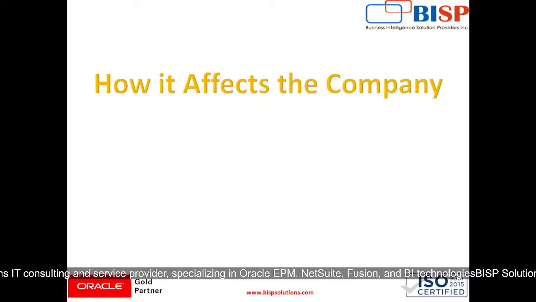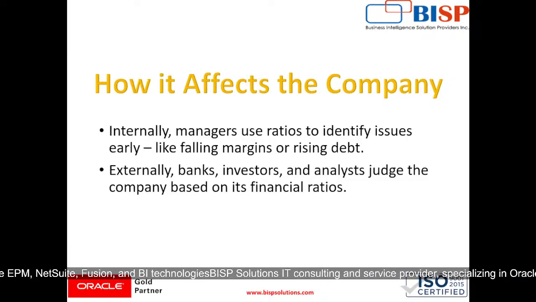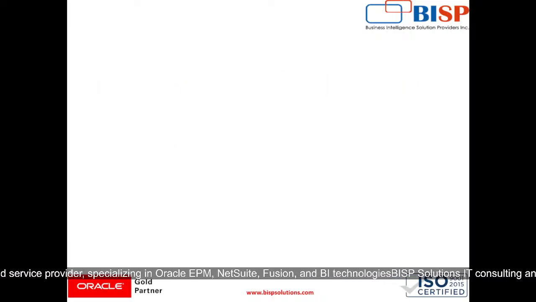Next is how it affects the company. Ratios help in both internal and external decisions. Internally, managers use ratios to identify issues early, like falling margins or rising debt. Externally, banks, investors, and analysts judge the company based on its financial ratios. If the ratios are bad, there is loss of investor confidence, and if the ratios are good, then better credit, investor trust, and market valuation follow.